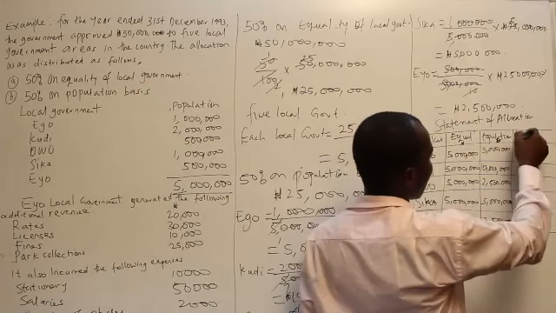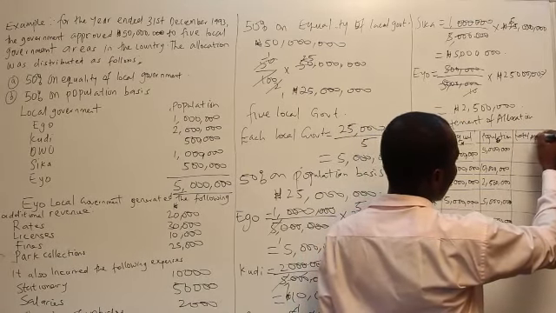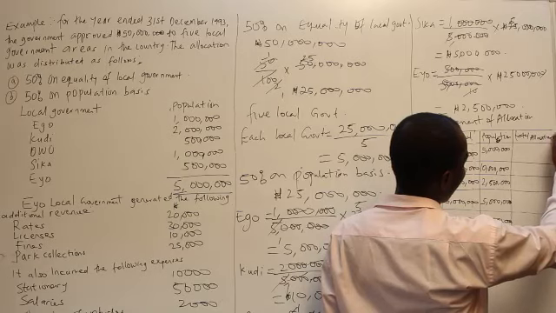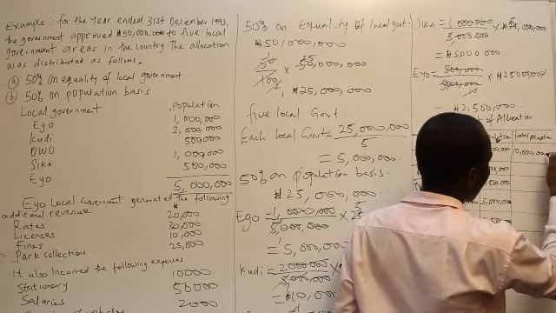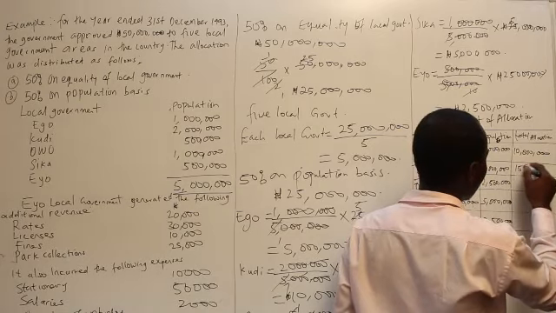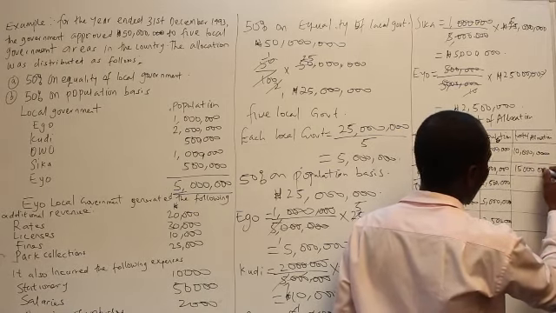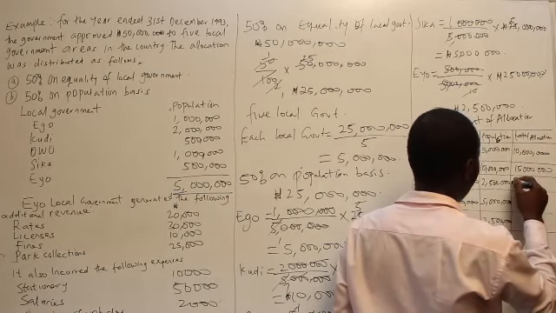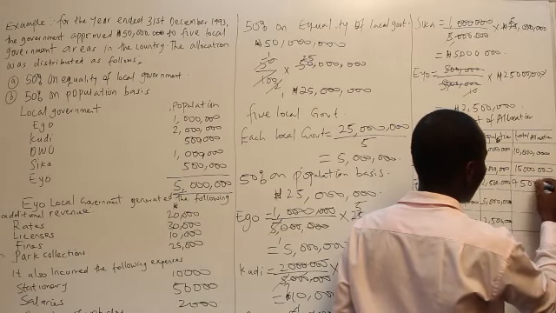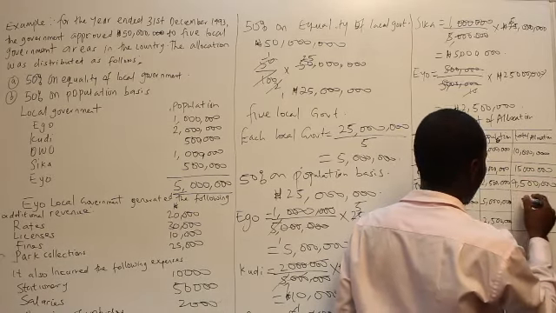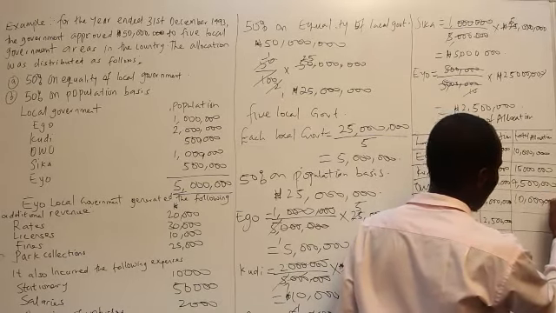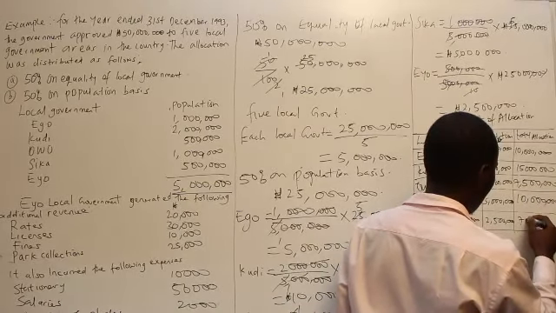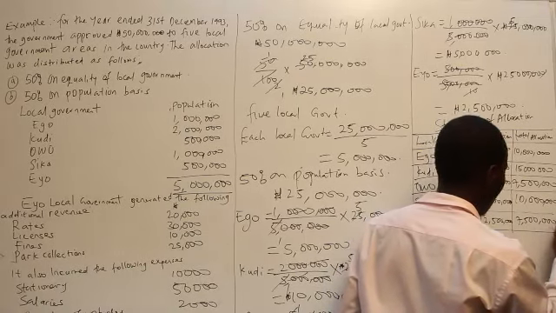So we can have the total allocation. We have 10 million naira here. We have 15 million naira here. We have 7.5 million naira here. We have 10 million naira here. We have 7.5 million naira here.